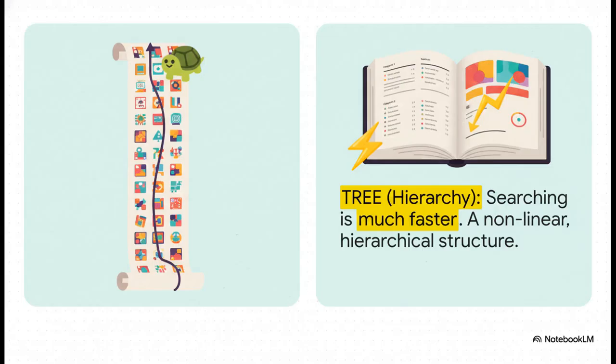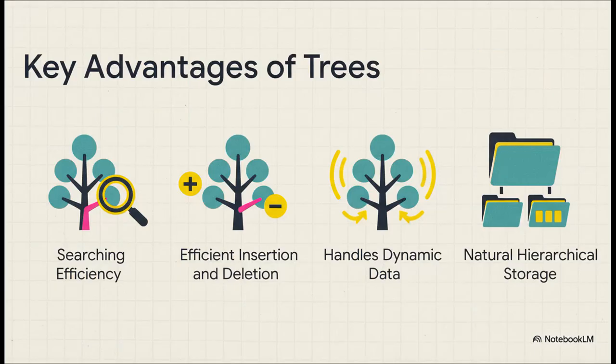Trying to find something in a simple list is like looking for one specific word in a huge book by starting at page 1 and reading every single page. It takes forever. But a tree? That's like using the table of contents. You just jump straight to the right chapter, then to the right section, and you find what you need in a tiny fraction of the time. And it's not just about being fast. Trees are also amazingly good at adding or removing data on the fly. They can grow and shrink as needed. And of course, they are just the natural, perfect way to store anything that's supposed to have a hierarchy.